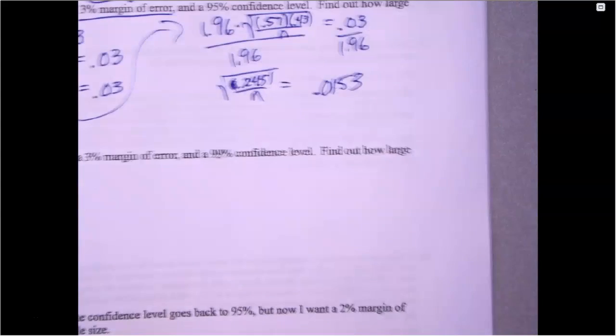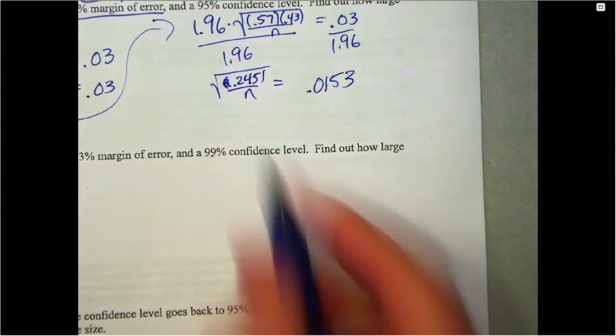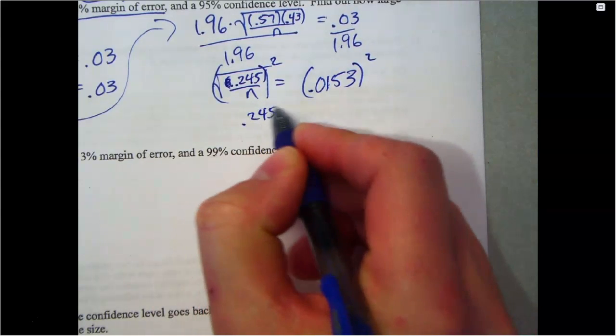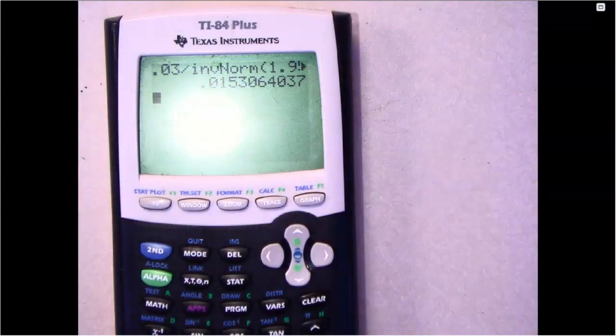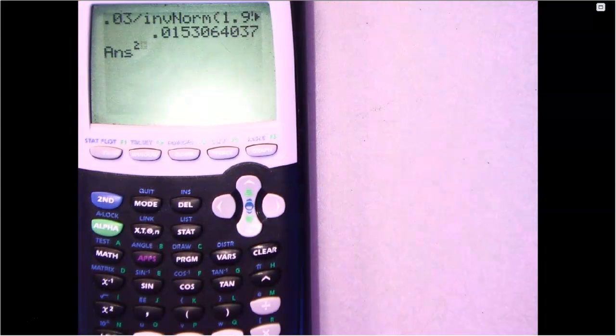If I want to get the N out of that square root, what's the next thing I have to do? Square both sides. So on this side, I just get 0.2451 over N. And now, because I have that, I'm not going to put 0.0153 squared. I'm just going to hit square, and it's going to take my previous answer, not round it. It's going to keep all those decimals in there, and it's going to square it.